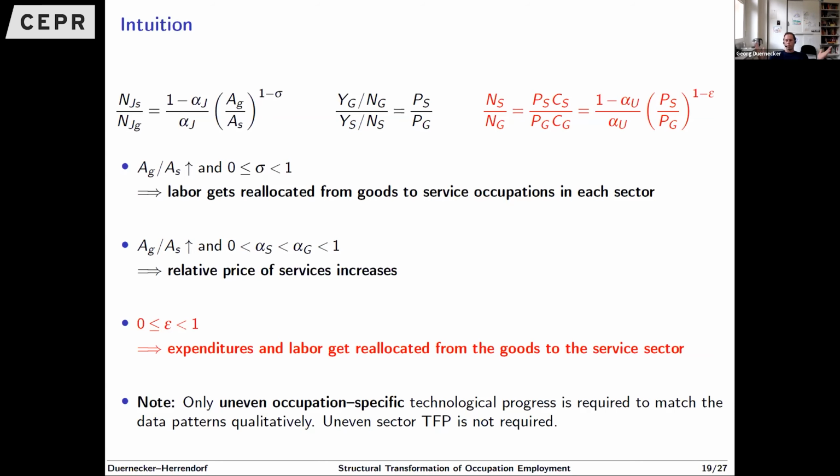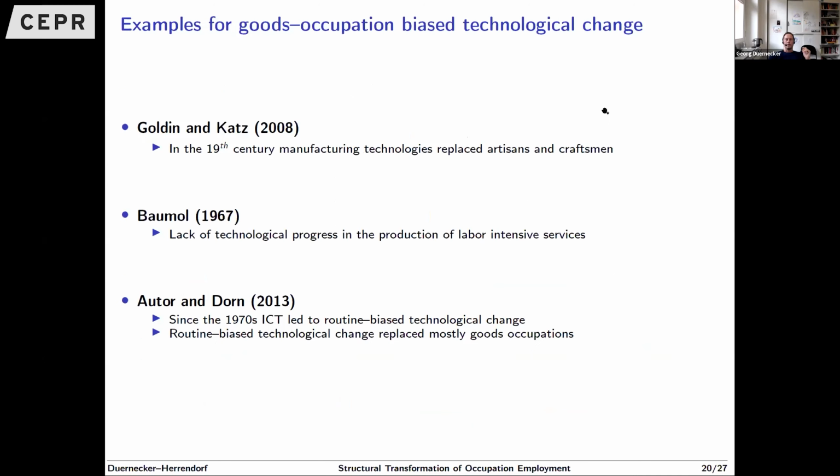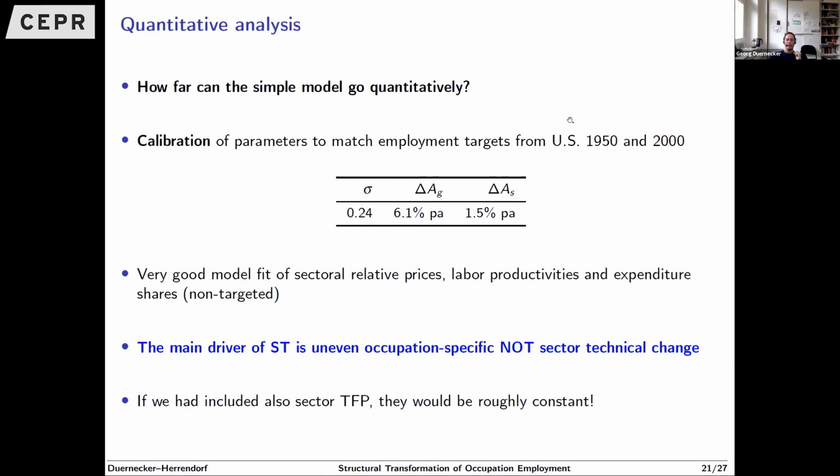And notice one important thing: in order to make the model qualitatively consistent with these facts, we only need uneven occupation-specific technological progress. We don't need uneven sector TFP. So in the interest of time, let me skip examples of why goods occupation-biased technological change is actually empirically relevant. Let's move on to the quantitative analysis.